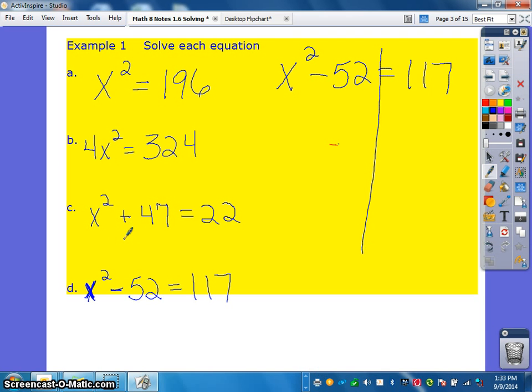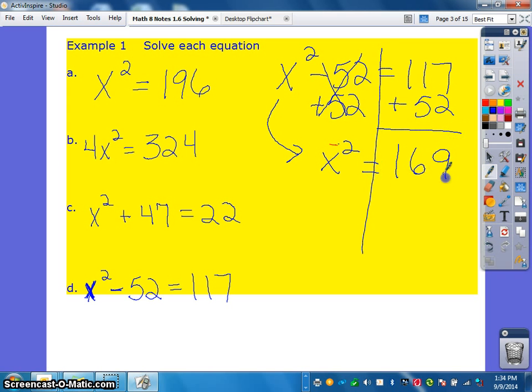So if you wanted to watch what you're missing on this one, this is a plus 52 to both sides. Cancels out, gives you 0. And x squared equals, you added these and you get 169. Therefore you need the square root of each one of these. Square root of this is x. And this is a perfect square, that's 13 times 13. So x equals 13, positive, negative, if they want the square roots. Page 10 in your packet.